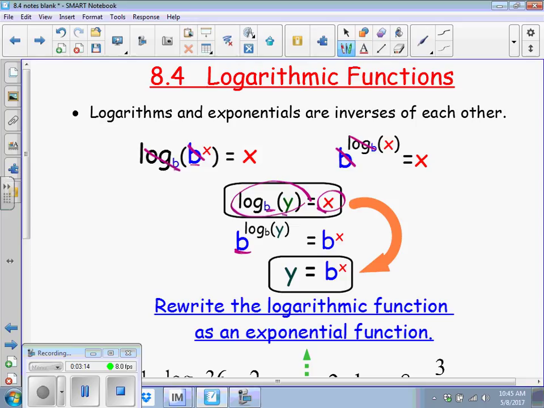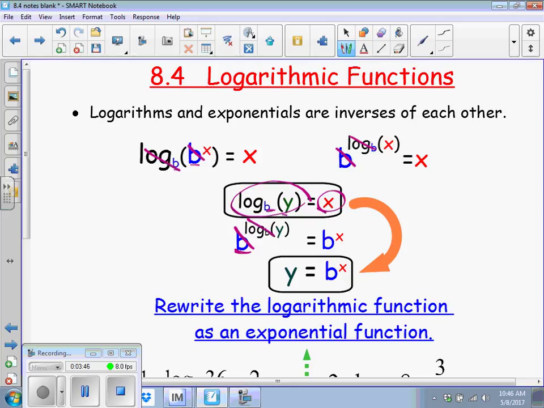According to this property, in b to the log base b of y, the b and the log base b cancel each other out, leaving you with just y. So we say y equals b to the x. That's important because in the next section it says rewrite the log functions as an exponential function. They're going to give you a log function. We're not solving anything. All we're doing is rewriting it.